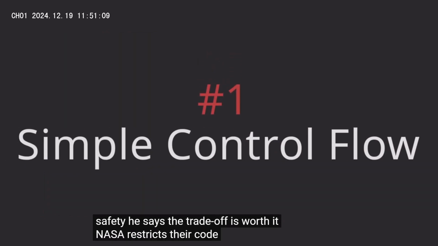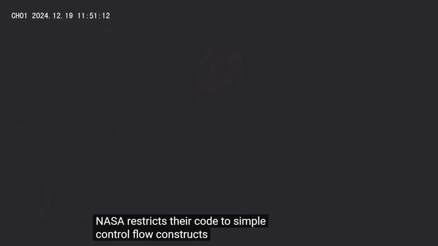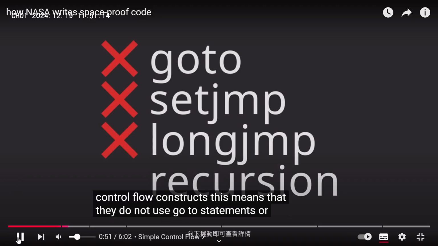NASA restricts their code to simple control flow constructs. This means that they do not use goto statements or setjmp. Goto is a special operator in the C programming language. You can use this goto to jump to any statement. This goto statement makes it hard to control your control flow because it can jump anywhere.